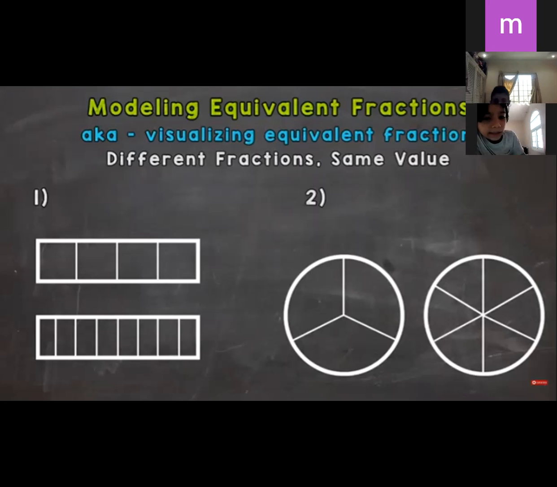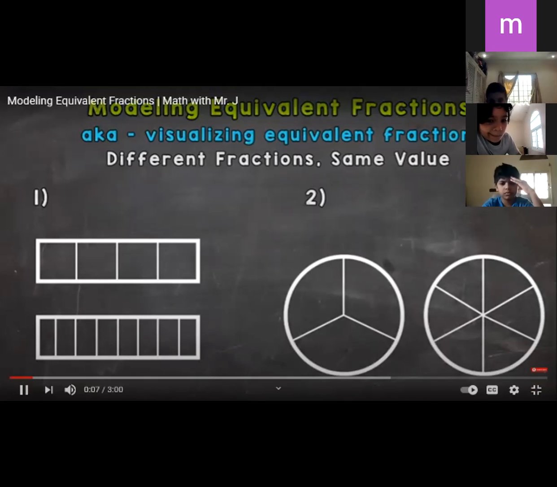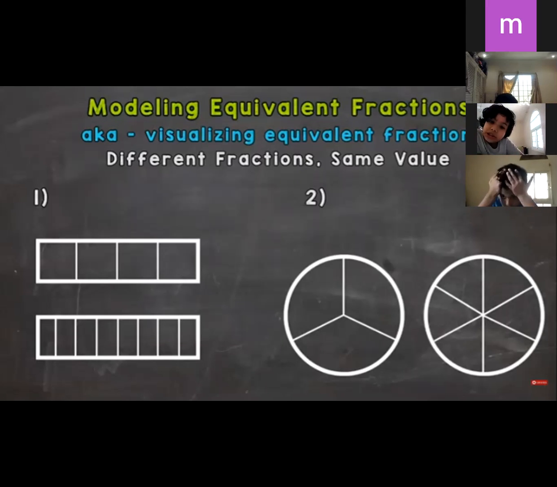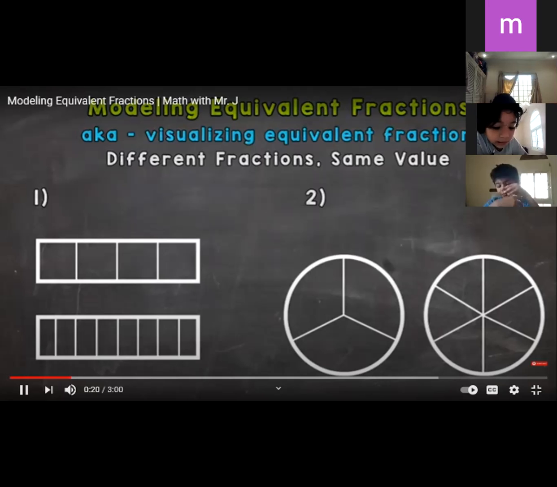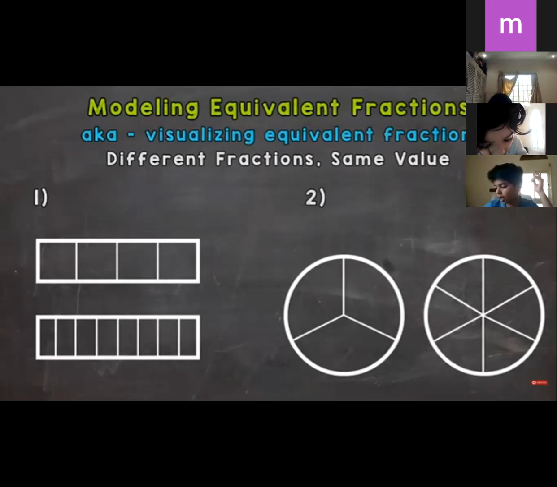In this video, I'm going to be modeling equivalent fractions. So in other words, we'll be visualizing or seeing what equivalent fractions look like. And remember, equivalent fractions are different fractions, but they have the same value. So let's jump right into number 1, where we have two rectangles that are the exact same size, but they're cut into a different amount of pieces.